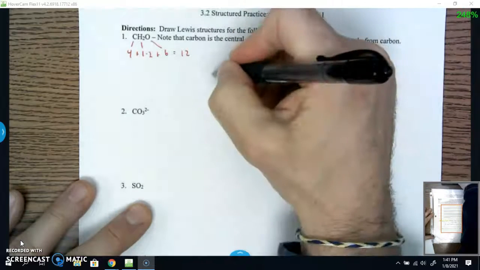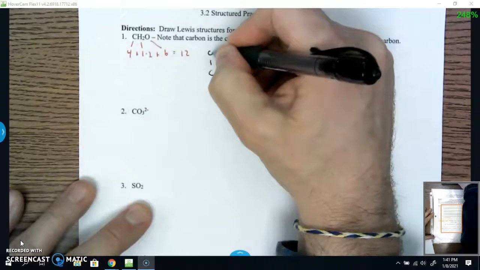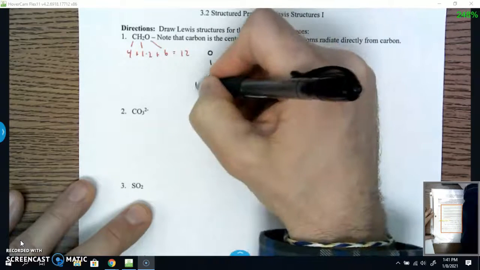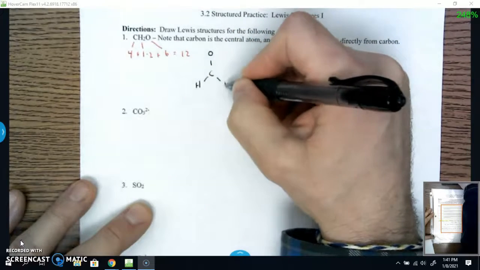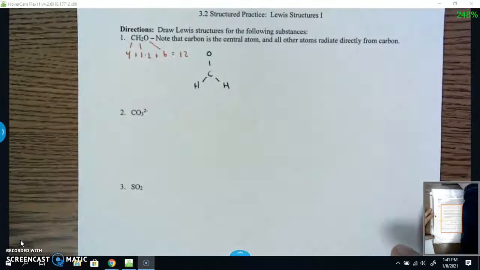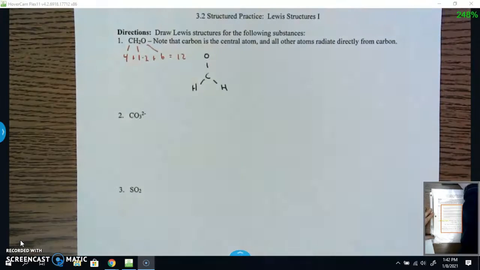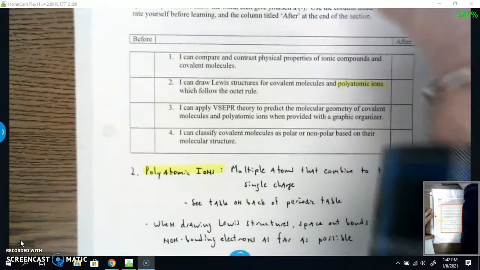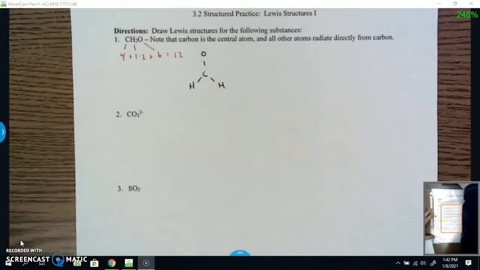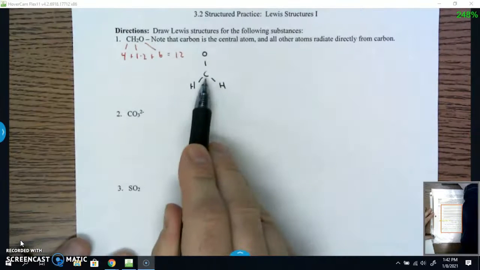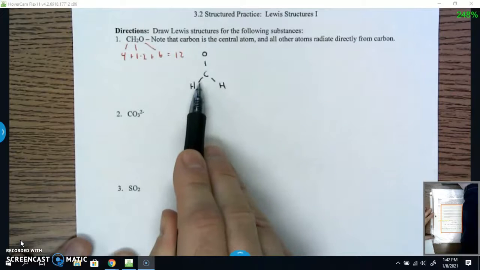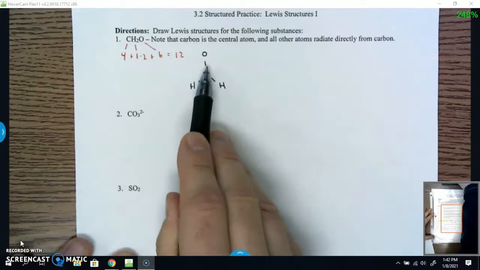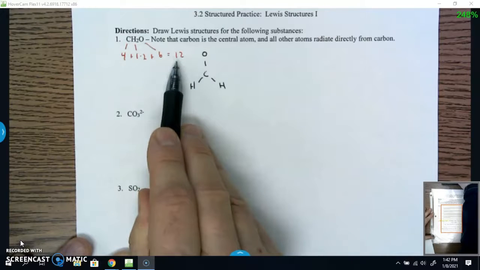So we're going to draw carbon in the center, and I'm choosing to draw oxygen up top. You could put it on the side if you want, and that's perfectly fine. But notice how this looks like a peace sign. The reason that it's drawn like a peace sign is because, remember, when drawing these Lewis structures, we need to space out the bonds and the non-bonding electrons as far as possible, according to VESPER theory. Notice that around carbon, I currently have 6 electrons because each bond represents 2 interacting valence electrons. So I've used 6 out of the 12 that I have to use for this structure.